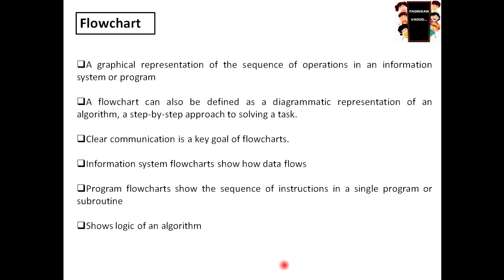The key goal of the flowchart is to provide clear communication and clear understanding. Programmers can easily grasp the idea behind the program with the help of a flowchart. Information system flowcharts show how the data flows, so we can clearly understand the various stages of the data flow in the program. Program flowcharts show the sequence of instructions in a single program or subroutine. It shows the clear logic of an algorithm.